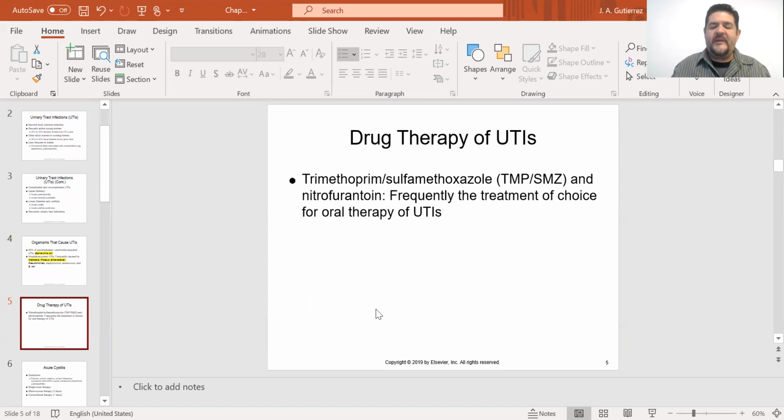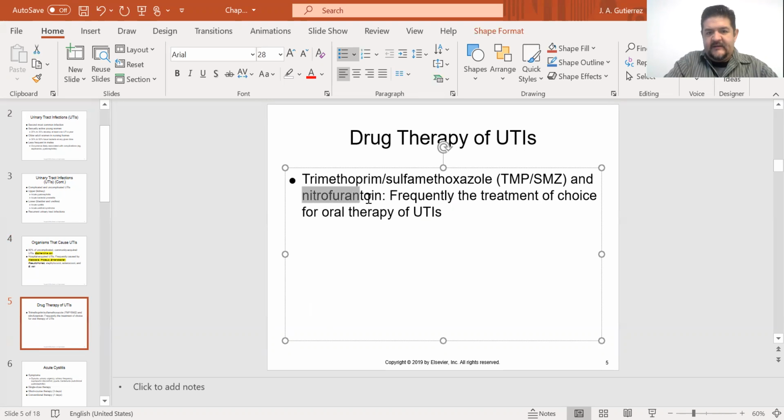Again, the most common antibiotic, and we mentioned this in the last chapter, is trimethoprim with sulfamethoxazole, followed by, and this is a new one, nitrofurantoin. Depending on the situation and the patient, we choose between one or the other.